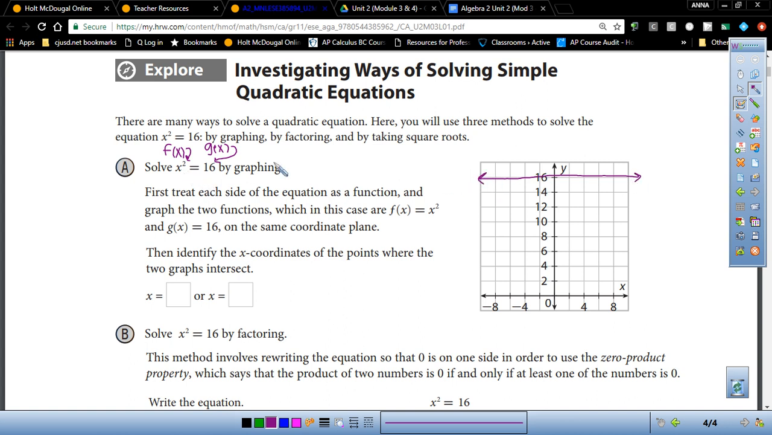X squared means I take each of my x values and square it. So 0 squared is 0. These are counting by 2's. So 2 squared is 4. 4 squared is 16. So there's the right side of my parabola, and then I can reflect it over, because negative 2 squared is 4, negative 4 squared is 16.